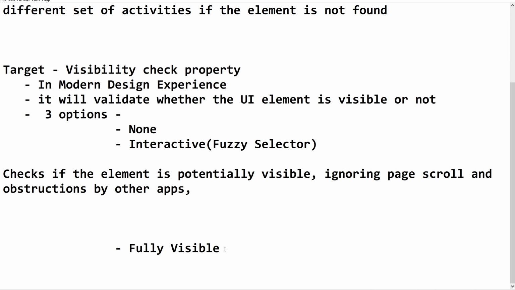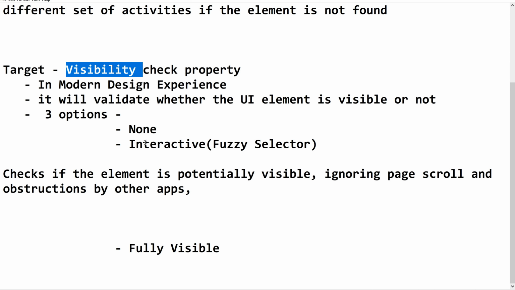Fully visible means only what you are able to view on the screen; only in that case could it identify the element. You can understand the difference between these two, right? Even though the element is not visible on the screen or potentially on the window, ignoring the page scrolls and other obstructions by applications, it will be able to identify the UI element if you have selected this option for visibility check. And fully visible works only if the complete UI element is visible.